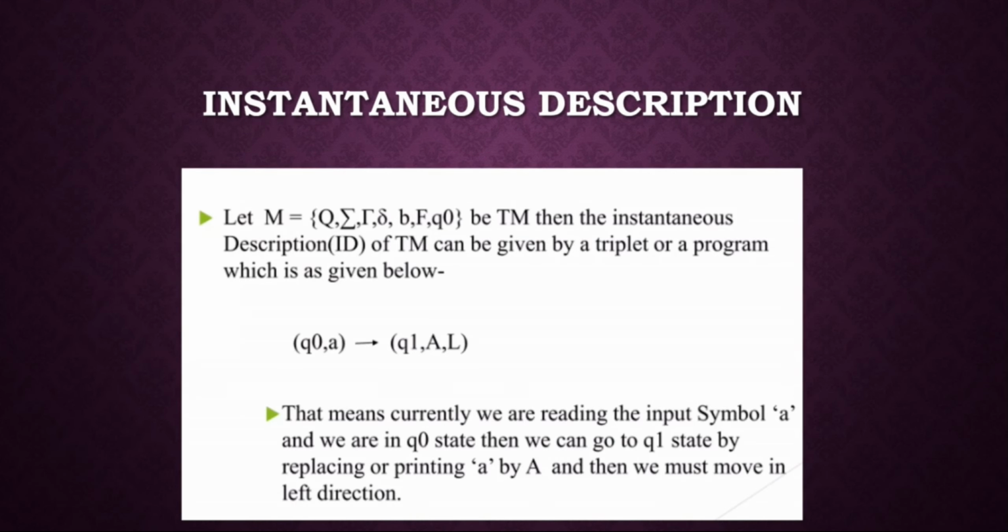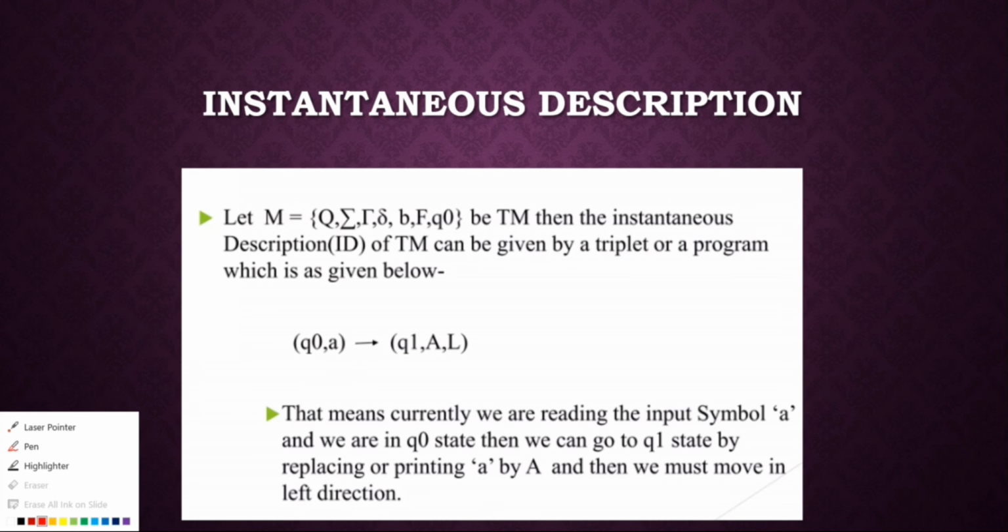So next thing is instantaneous description. It gives us a snapshot of what the machine is doing at any moment. It tells us the current state of the machine, the symbol it is reading from the tape, and also the position of the head on the tape.